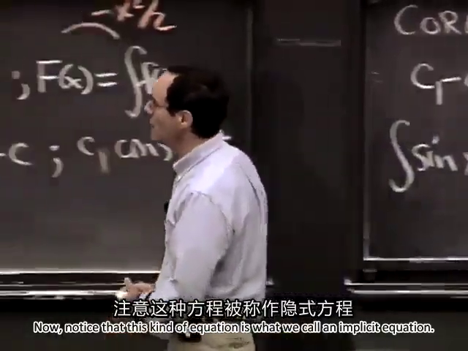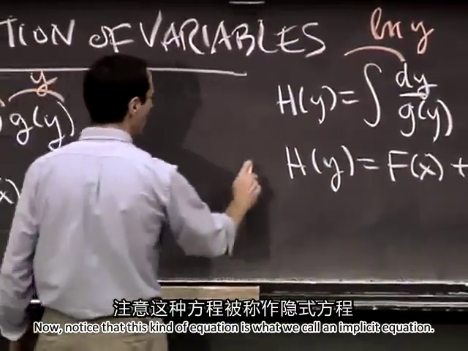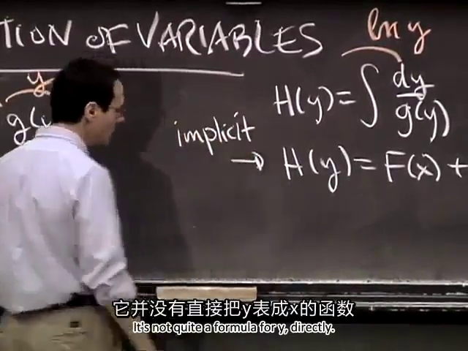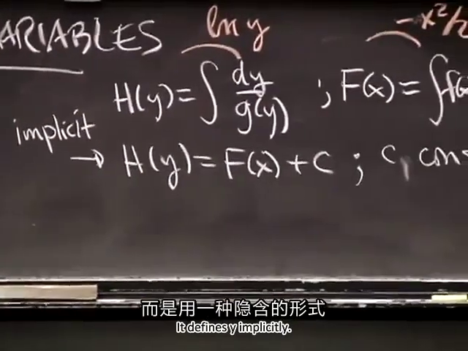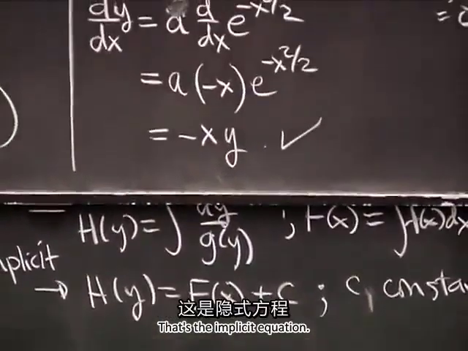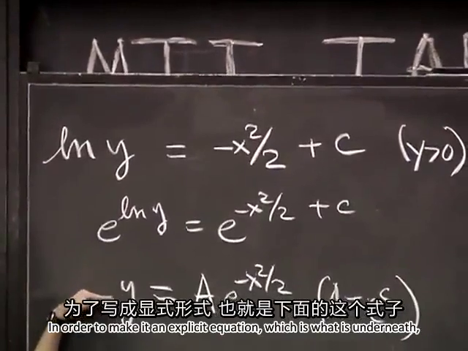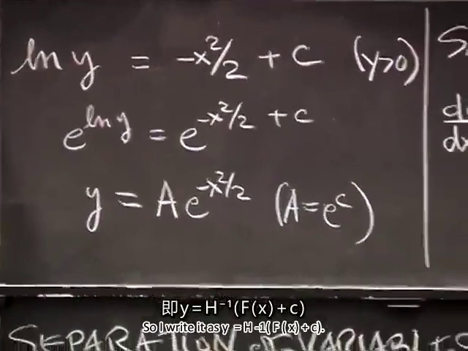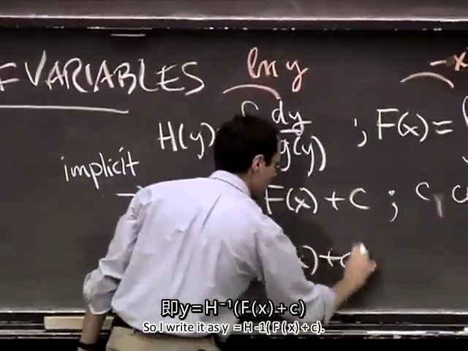Now notice that this kind of equation is what we call an implicit equation. It's not quite a formula for y directly. It defines y implicitly. That's the top line up here, right? That's the implicit equation. In order to make it an explicit equation, which is what is underneath, what I have to do is take the inverse. So I write it as y is equal to h inverse of f of x plus c.